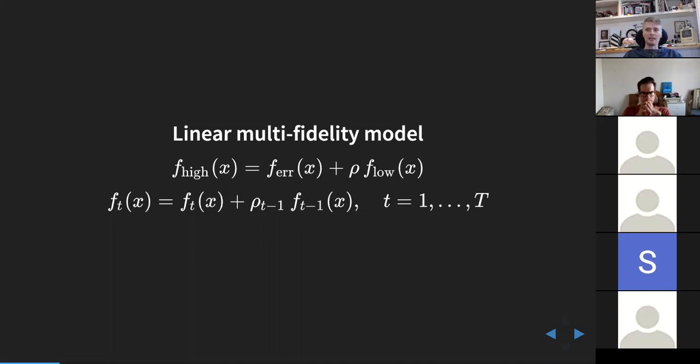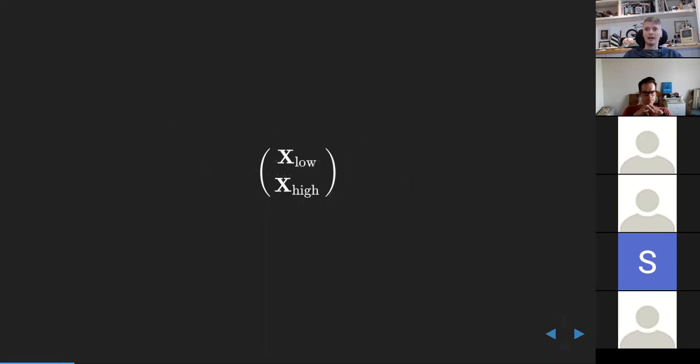So this is nice because if we build things like this and we declare everything on the right-hand side a Gaussian process, then everything on the left-hand side becomes a Gaussian process. So in this case, what we end up with is a challenge.